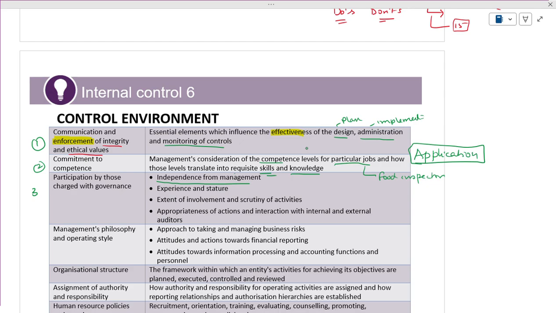Once you are doing that, you should have experience. You should have an experienced stature. That means you are doing the job with that much responsibility and accountability. Extent of involvement and scrutiny of activities. How are the things scrutinized?